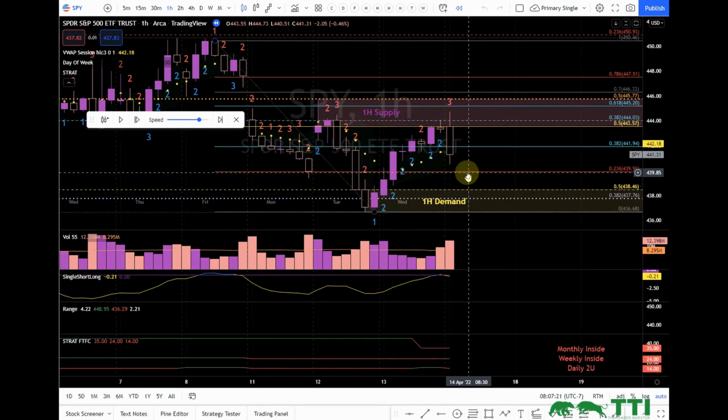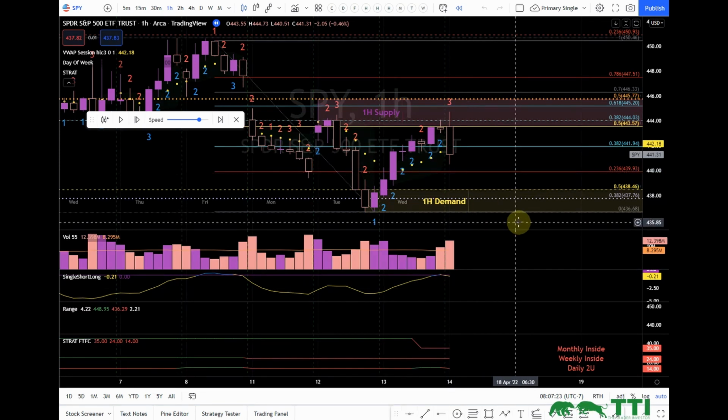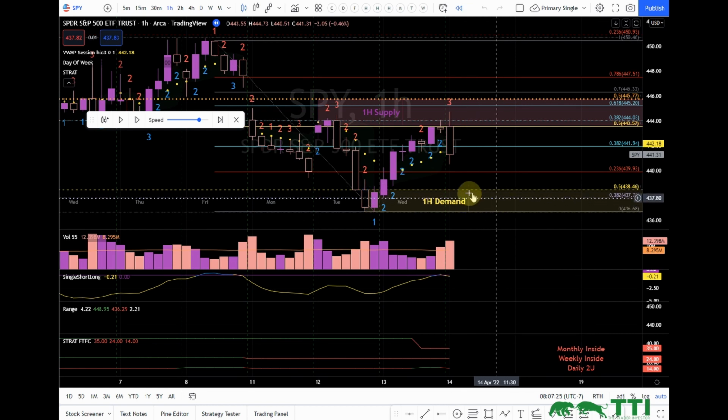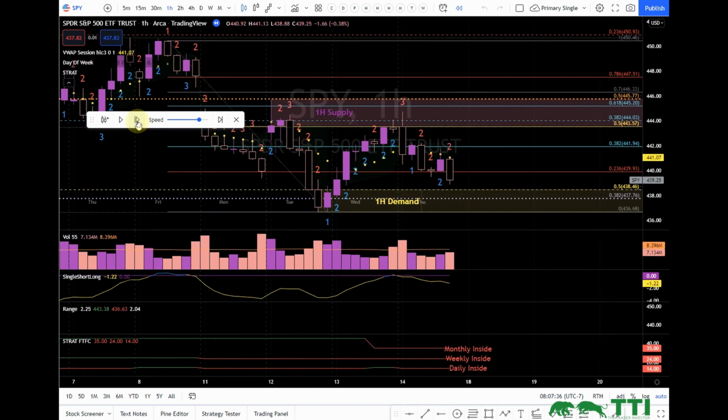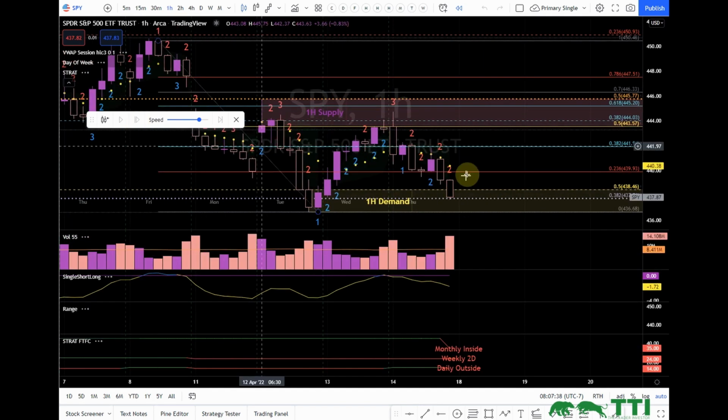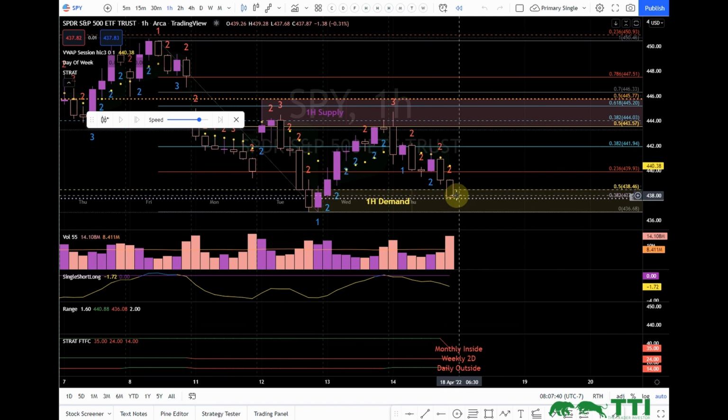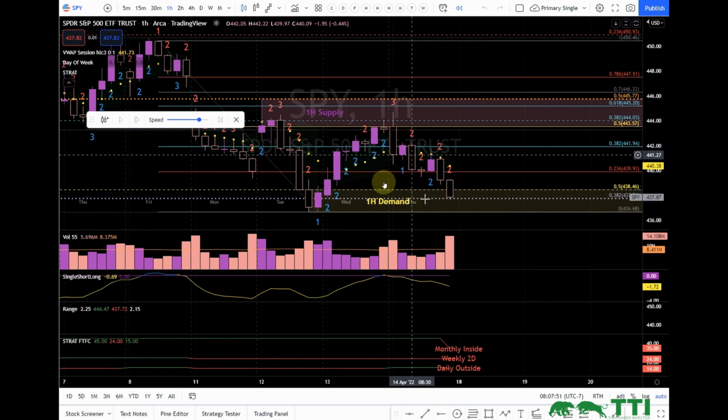But where is my exit? My target was the 436 area, but as soon as we got into the demand zone, which I had already identified, and price played around there for a few hours, and then boom, it came to that zone, I'm out. I don't want to hold overnight again, especially since today's close is Saturday, Sunday, and I don't know what's going to happen on Monday. I don't want to give back gains, so I exit there.